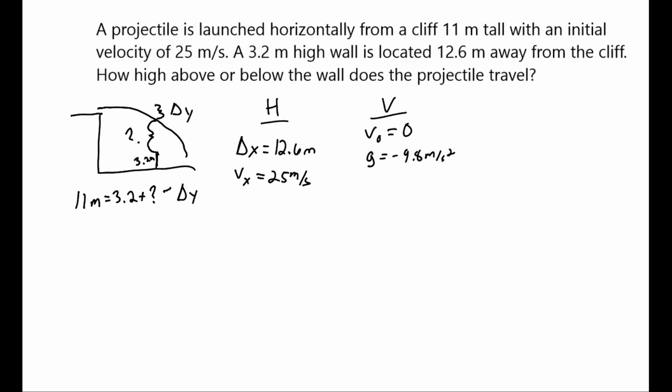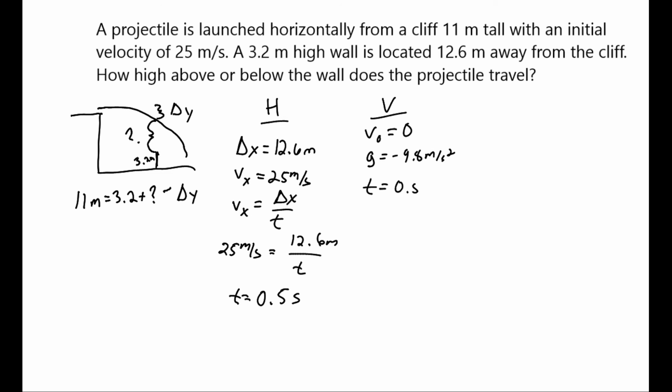Alright, so we're going to find time in the horizontal direction, then use that time in the vertical direction to find delta y. So we have delta y that we can solve for question mark. Oh, because it would be the time. Yep, that's right. So we're going to say Vx equals delta x over t, and we get 25 meters per second equals 12.6 meters over time. And what do we get for our time there? 0.5 seconds. So that's our time over here too, is 0.5 seconds.